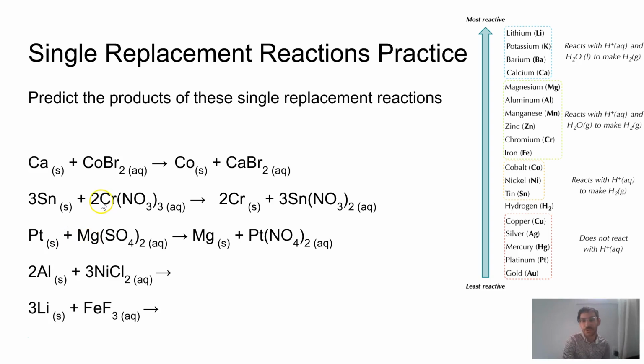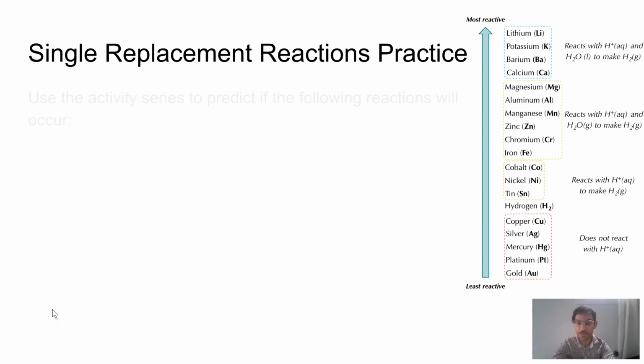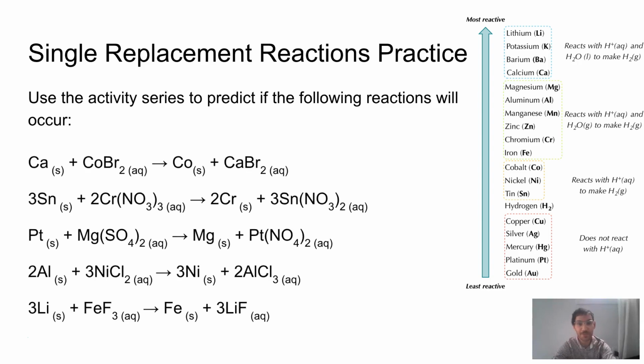And if you're confused about what charges to put on these ions, you can, oh, this table doesn't have it listed. We'll just keep going. I've established the charges on this side anyway. So here we've got aluminum swapping places with nickel, and we've got iron swapping places with lithium. Nothing too spicy about predicting those products, but can you predict whether or not those reactions will even occur now that we've got them in front of us?